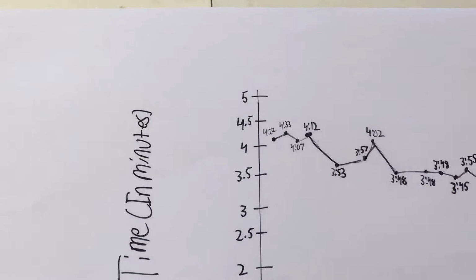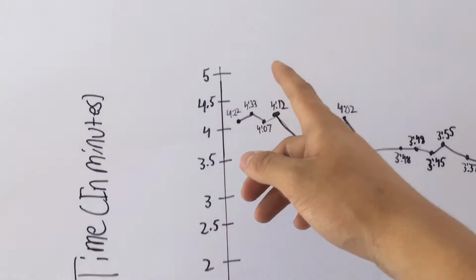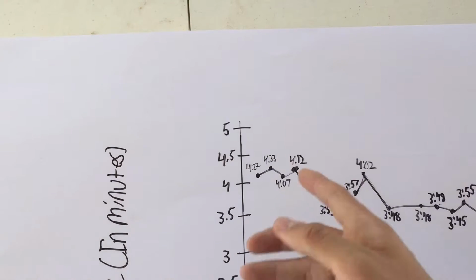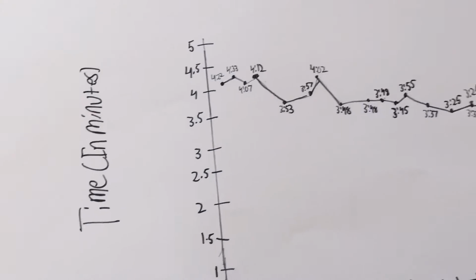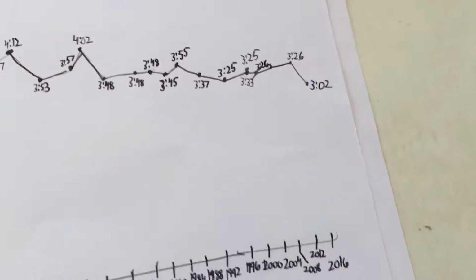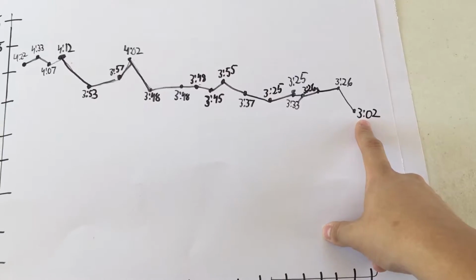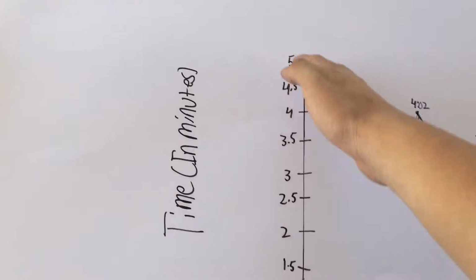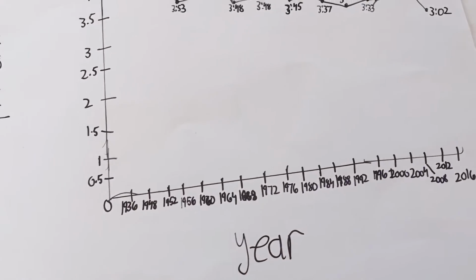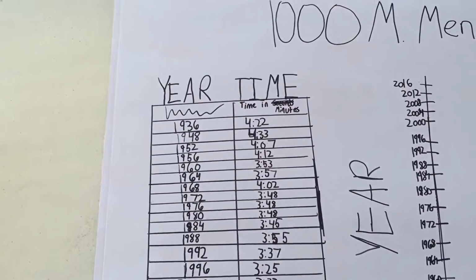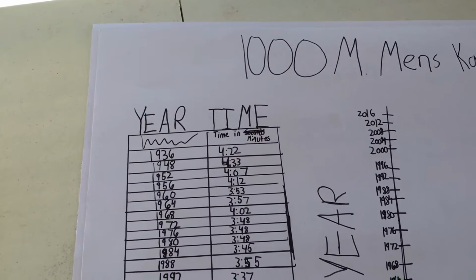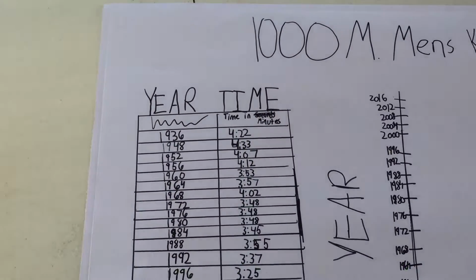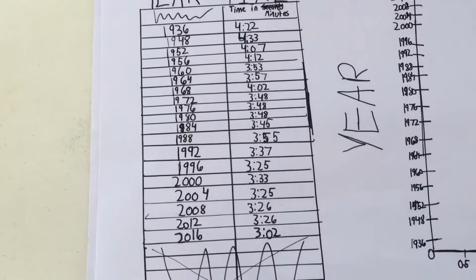I know my smarts. Throughout the whole graph, there is no pattern at all. We start off in 1936 with 422, and then 1948 with 433, 1952 with 412, and so on as we see through the whole graph. And we finish in 2016 with a time of 302. Obviously time is on the y-axis and years on the x-axis. We see the same thing here on the table: 1936, 422, 1948, 433, 1952, 407, and so on.